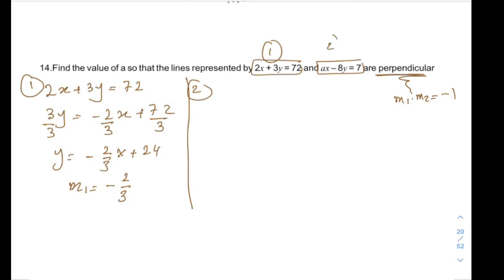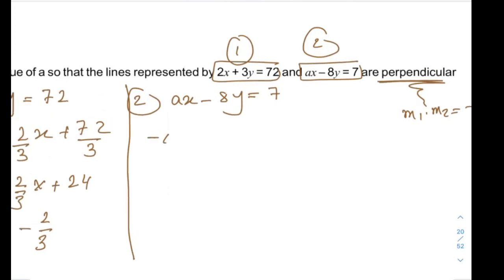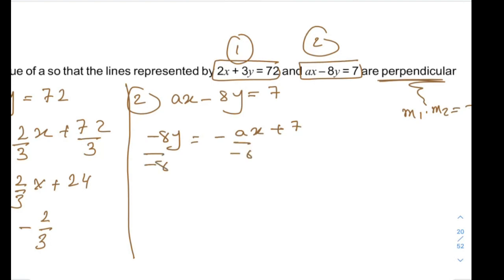Second equation, I will do the same thing. I will solve for y. So minus 8y is equal to -ax plus 7. Dividing by -8, so y is negative over negative goes positive, so it's a over 8x minus 7 over 8. So this is our slope.